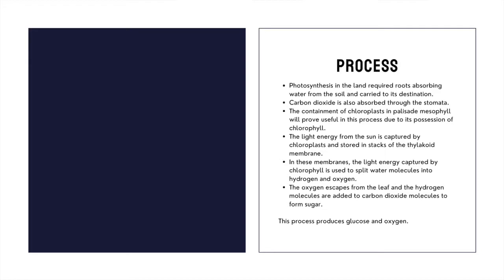What is the process of photosynthesis? Photosynthesis in the leaf requires roots absorbing water from the soil and carrying it to its destination. Carbon dioxide is also absorbed through the stomata. The containment of chloroplasts in palisade mesophyll will prove useful in this process due to its possession of chlorophyll. The light energy from the sun is captured by chloroplasts and stored in stacks of the thylakoid membrane. In these membranes, the light energy captured by the chlorophyll is used to split water molecules into hydrogen and oxygen. The oxygen escapes from the leaf, and the hydrogen is added to the carbon dioxide molecules to form sugar. The process produces glucose and oxygen.